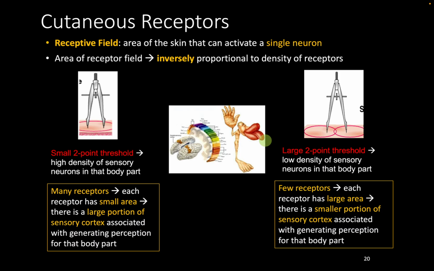So the bigger his body part, the more brain power, I guess you could say, you have towards that area. Notice cheeks, lips, tongues, hands, feet. Those are humongous. So they're very sensitive and they have a small 2 point threshold. Then the rest of his body, like chest, arms, legs, those high surface area body parts are smaller, so they have less sensory cortex. That is the homunculus. Don't forget his name.